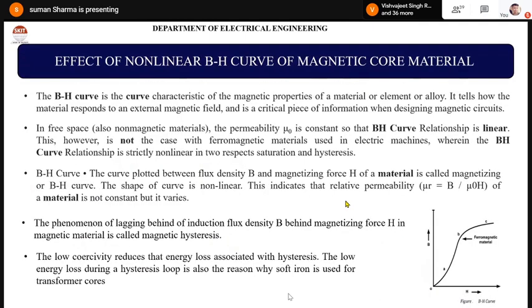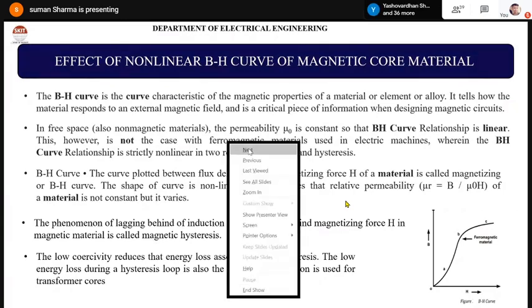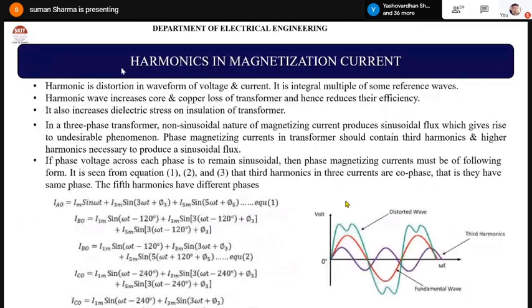Clear? Is it clear what is harmonic in the current component? It is a cause of distortion in current waveform or voltage waveform, and it has a frequency of higher order, an integral multiple of 50 Hertz.